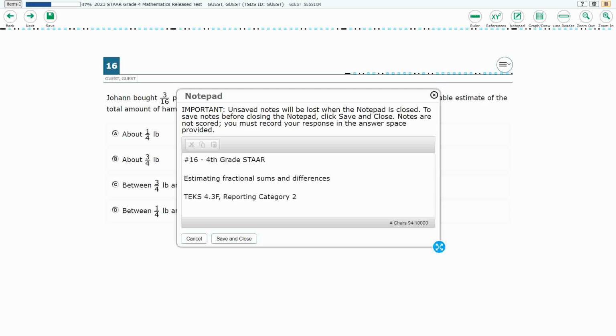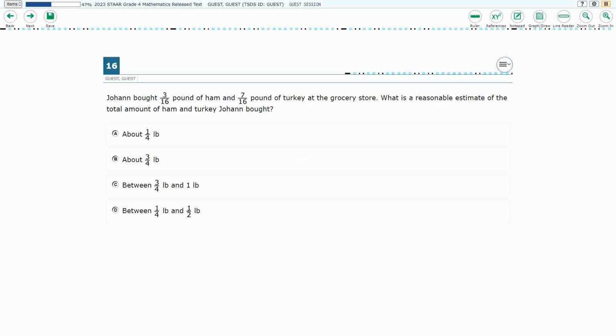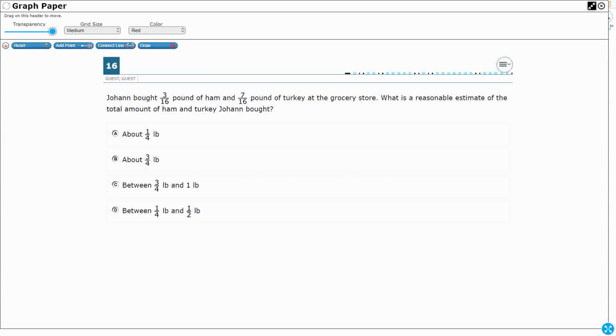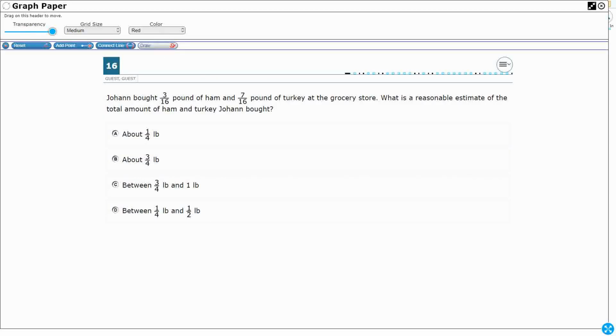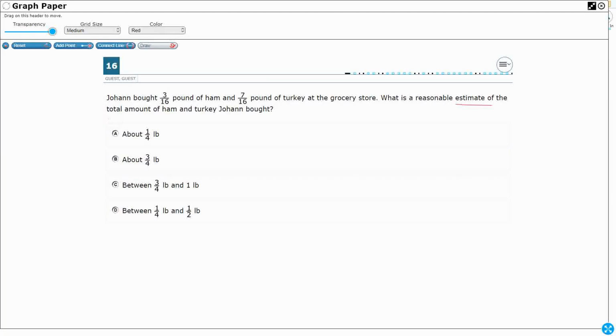For number 16, we are estimating fractional sums and differences. This is TEKS 4.3F in reporting category 2. So we have Johan buying a certain amount of ham and a certain amount of turkey. So we need a reasonable estimate. So we see right here, we don't need the exact answer, right? We want to estimate here the total amount of ham. Okay, so we have a part whole here. So we're looking for our total, right?